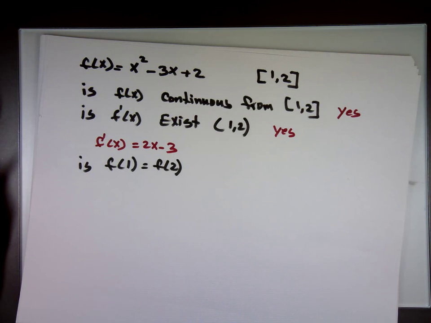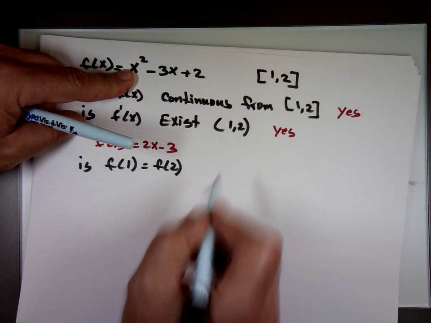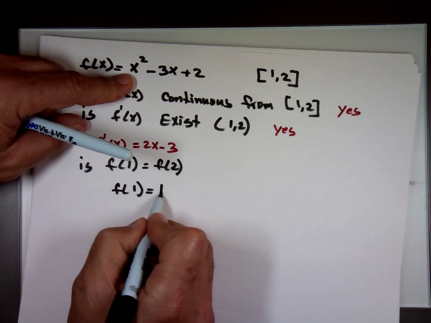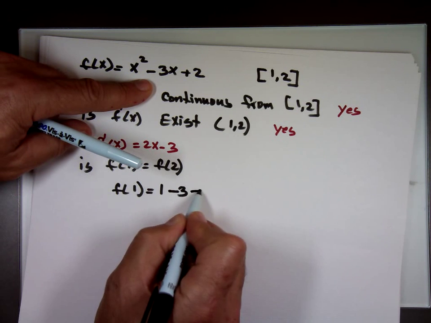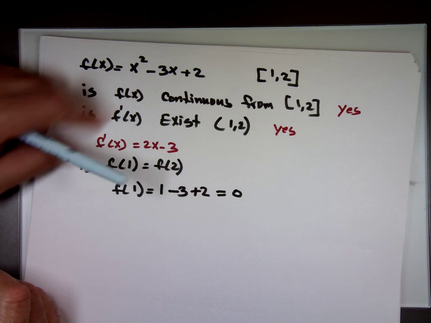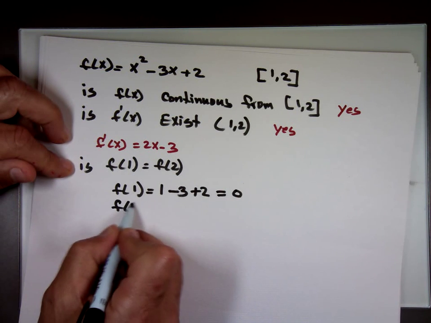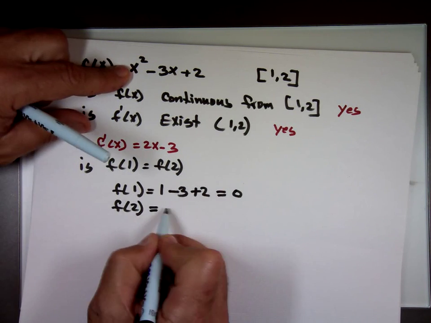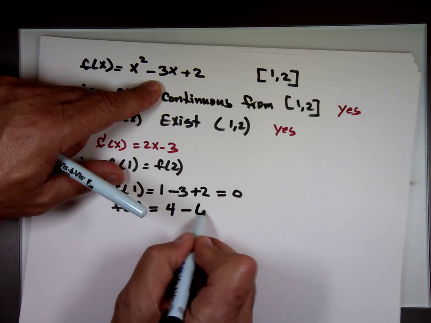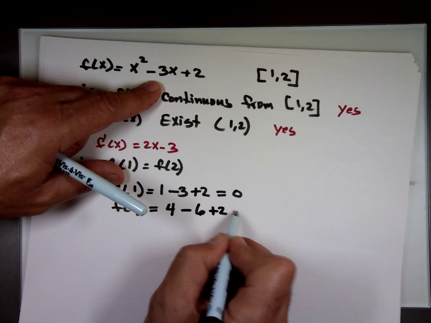What's f of 1? f of 1 equals what? 1 minus 3 plus 2, which is 0. f of 2? 4 minus 6 plus 2. Is that equal to 0?